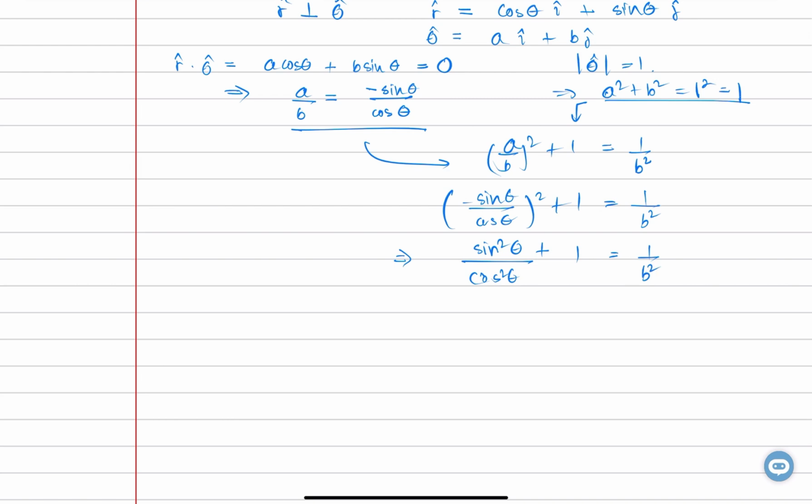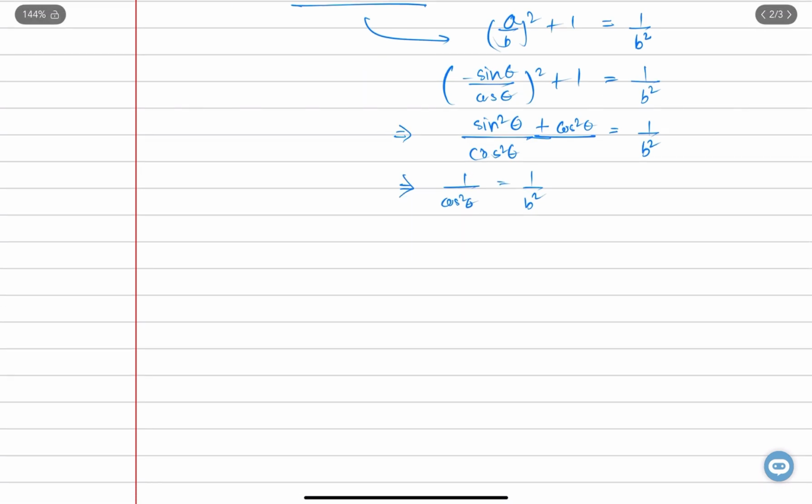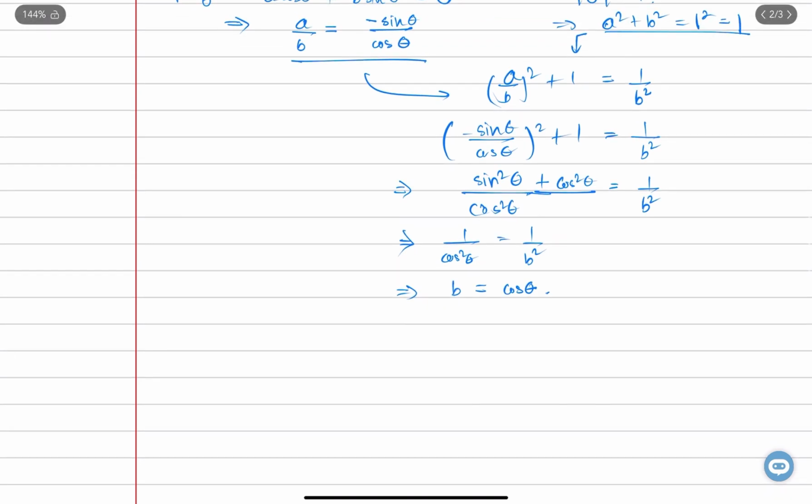But now notice that if I were to make the common denominator, then over here I can write it as cos squared theta, and this becomes a common denominator. The numerator would then be just 1, right? So we get 1 by cos squared theta is equal to 1 by b squared. So we can say that b is equal to cos theta. And similarly, we can solve for a, and we get that a is equal to minus sine theta.